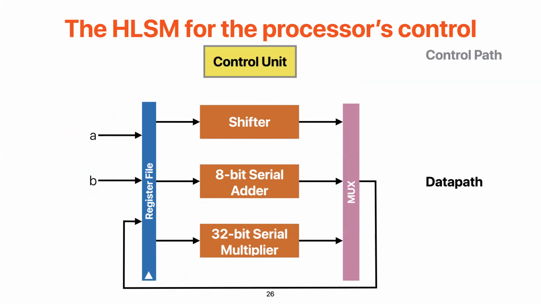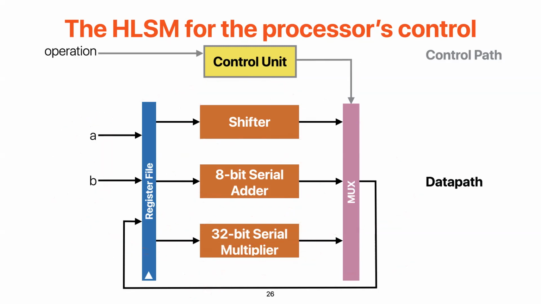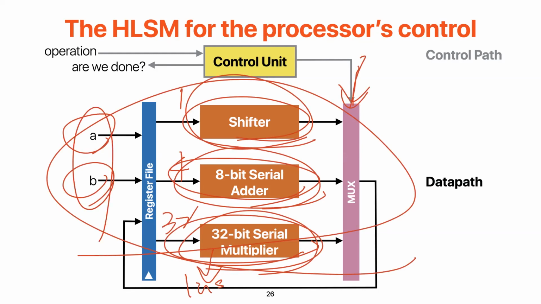So you see this, right? It's similar to the case that we learned from the soda dispenser, where you need a control unit to control the data path components. So for this, we probably need a few inputs. We need the operation as well, like how many operations and are we done, in addition to the data path inputs, right? So this is what we have.